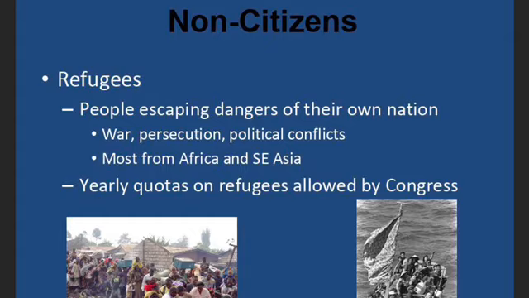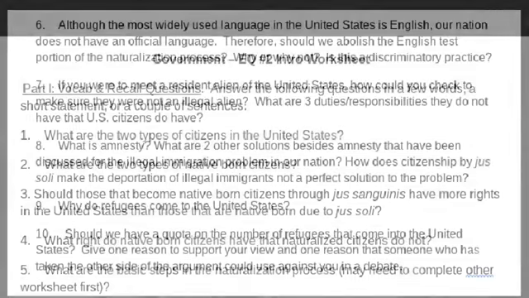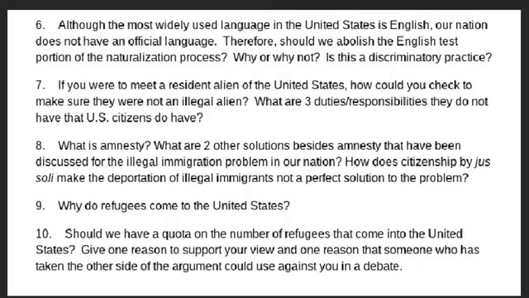Question number 10 is a question asking you, do you think we should have a number of refugees that we let into our country each year and we don't go over that? It's an opinion question and you can let me know how you feel. Here are some slides of the worksheet that we had to complete that I just went over the notes with very, very quickly. If you have any specific questions, please let me know.